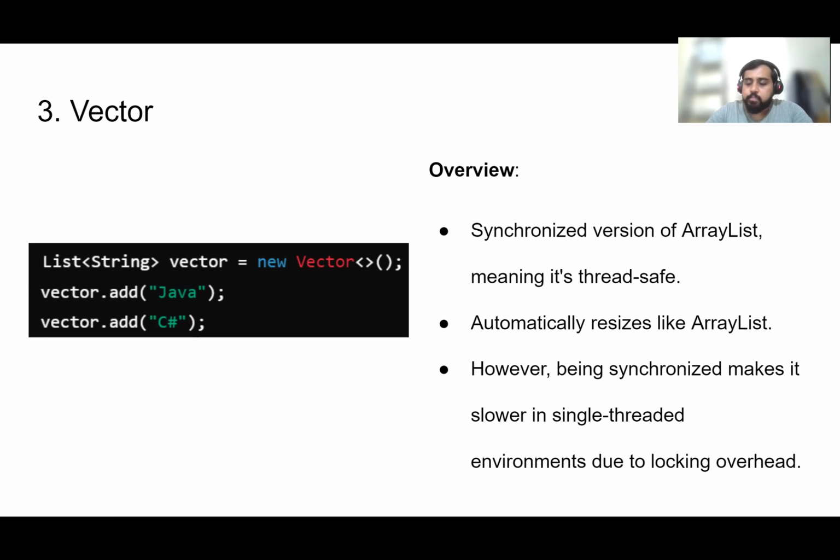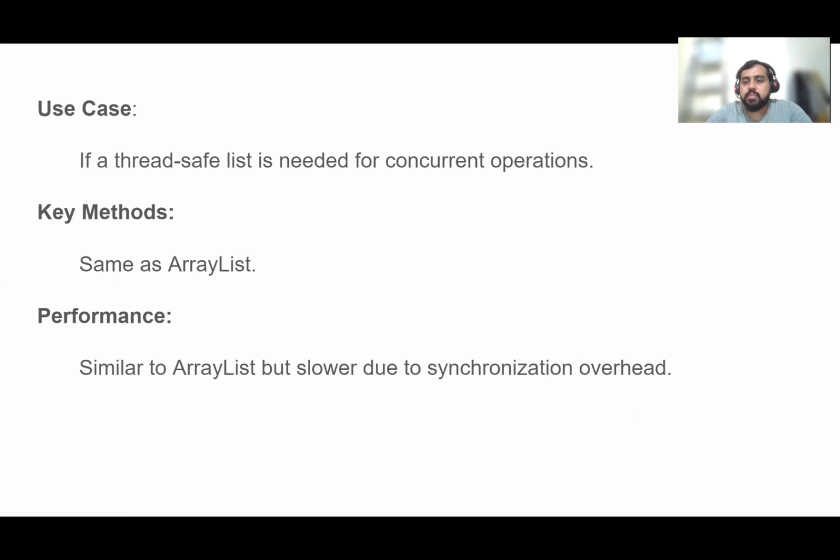Okay, let's come to the use cases. When we need thread-safe, concurrent operations, we can go with a Vector. It's the same as ArrayList, similar to ArrayList, but due to synchronization overhead, it is a little bit slower compared to ArrayList.